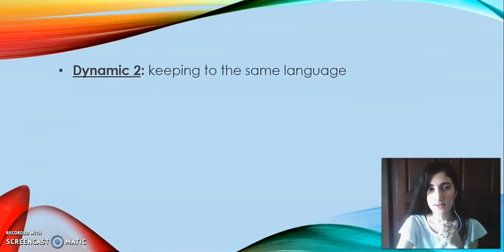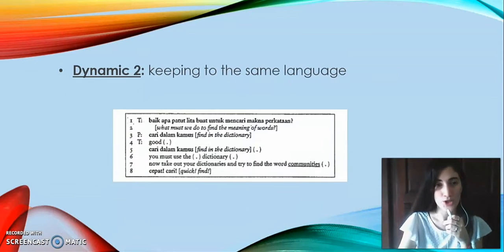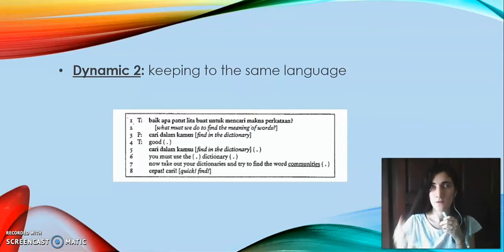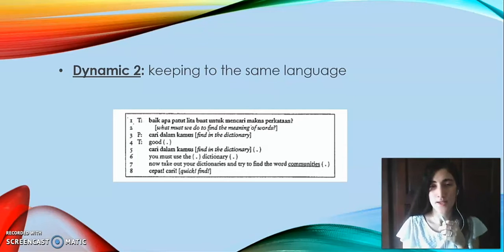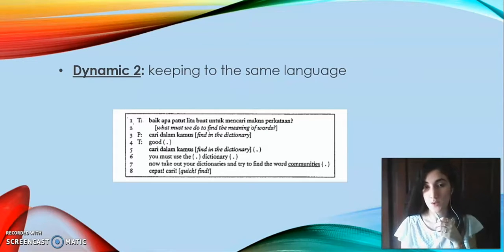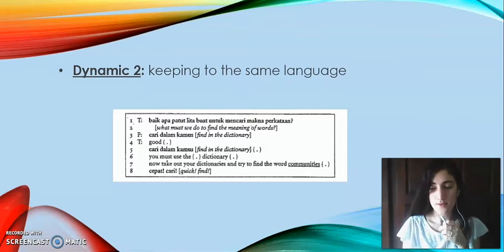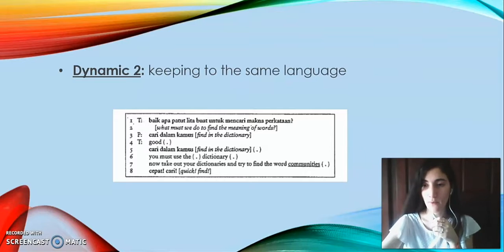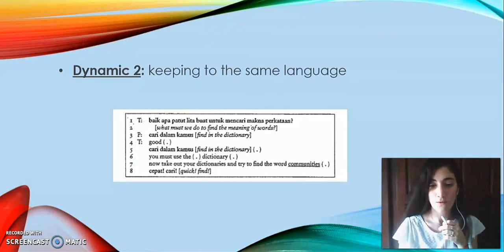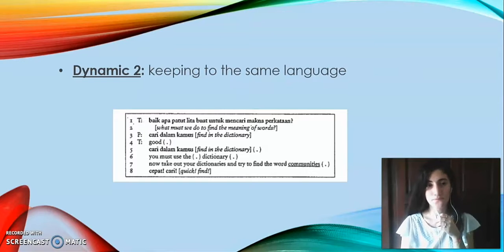The second dynamic says keeping to the same language. And here we talked about the teacher using the first language when she asks questions. The students will naturally answer in the first language as well. So we, as the person who has the control, should be able to use the foreign language. So students will follow this pattern and they will respond in the foreign language as well.